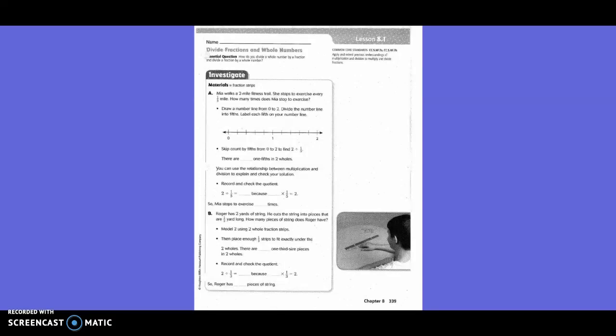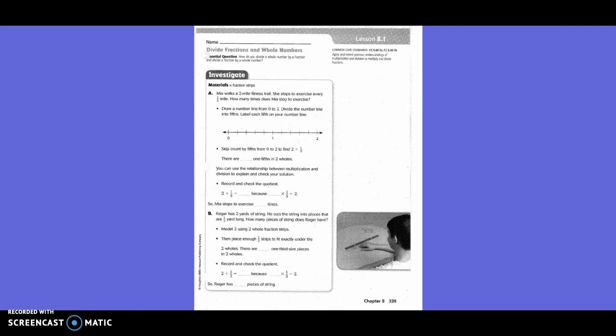Fifth grade, chapter 8, lesson 1, investigate. Divide fractions and whole numbers. Investigate. Materials that you need: fraction strips. Mia walks a 2-mile fitness trail. She stops to exercise every 1/5 mile. How many times does Mia stop to exercise?